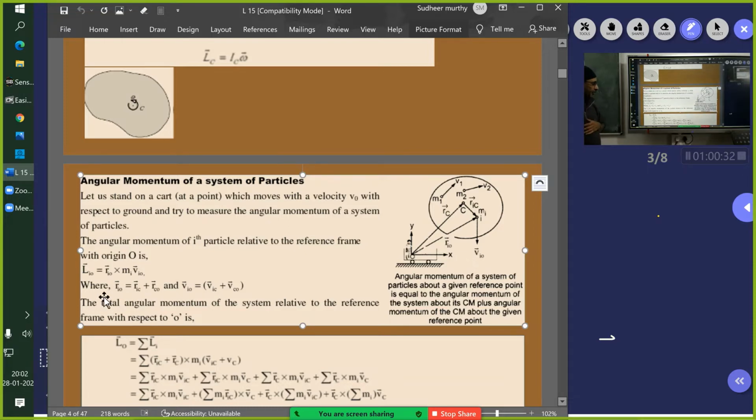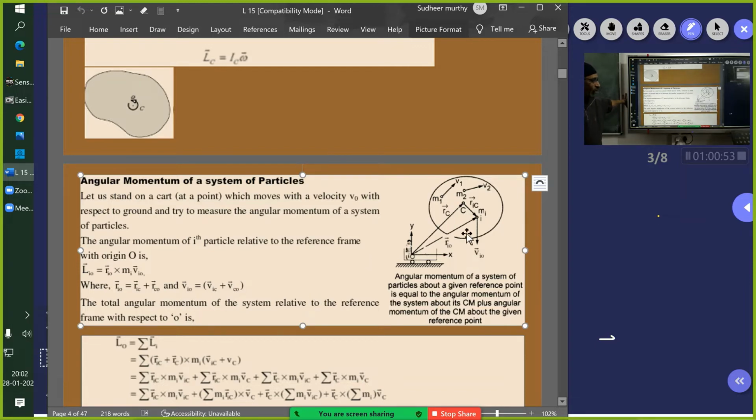Where RIO is equal to RIC plus RCO, VIO equal to VIC plus VCO. Now I hope you understood this. RIO bar is equal to RIC bar plus RCO bar. This is the triangle of vector addition. That should not be difficult.